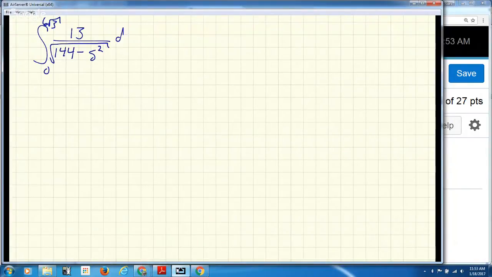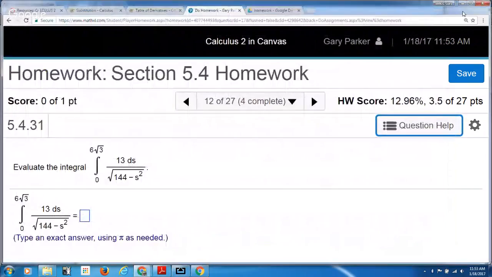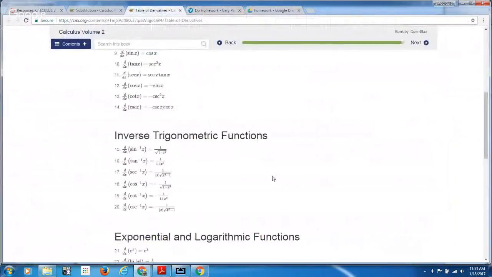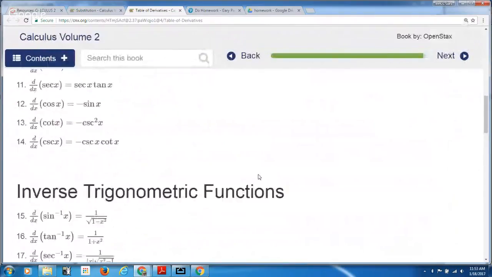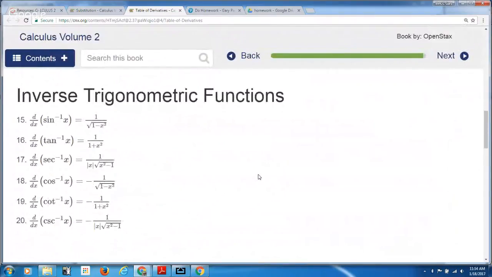Oof, that looks nasty. I like to put the DS over here instead of in the numerator. I always thought that was weird. All right, so we got to think antiderivative for this. So whenever I have 1 over stuff with squares plus or minus, I think inverse trig functions. So I looked up a table of derivatives. So inverse trig functions, this looks like the inverse sine, or that's often called the arc sine.